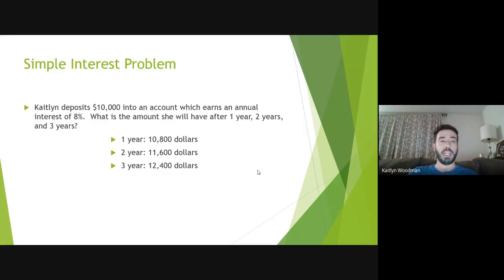Well, from using the formula, we have solved the equation, and we therefore know that after 1 year, Caitlin will have $10,800. After 2 years, she will have $11,600. And after 3 years, she will have $12,400.